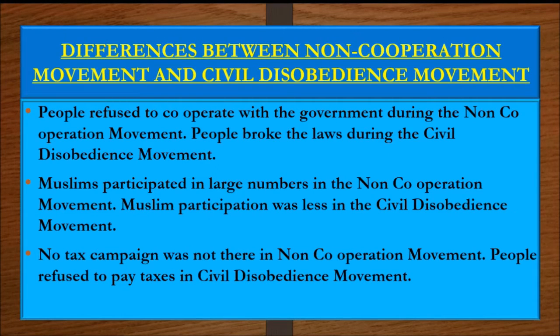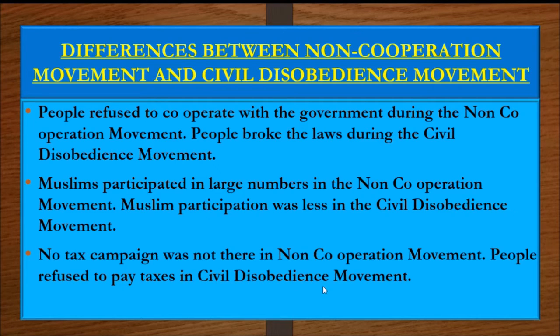Now the difference between the non-cooperation movement and the civil disobedience movement. People refused to cooperate with the government during the non-cooperation movement. People broke the laws during the civil disobedience movement. Muslims participated in large numbers in the non-cooperation movement, but their participation was very low in the civil disobedience movement. There was no tax campaign in the non-cooperation movement. People refused to pay taxes in the civil disobedience movement.